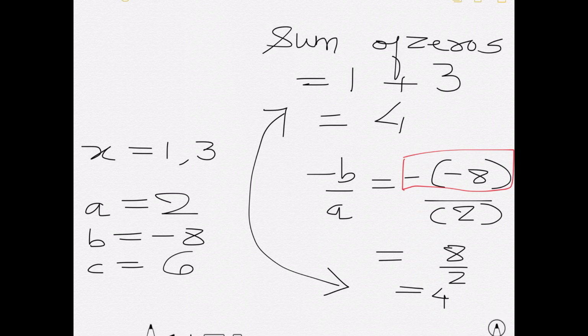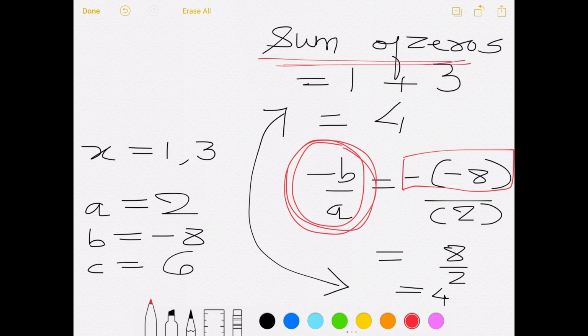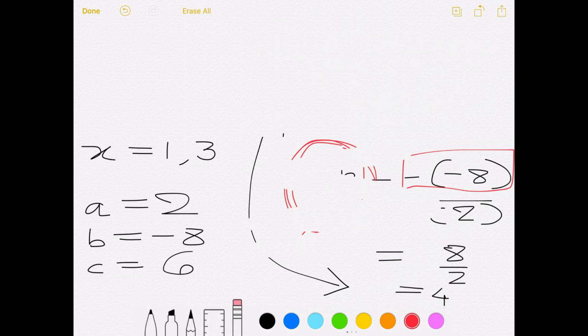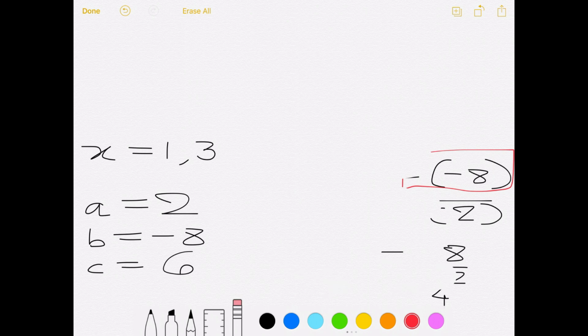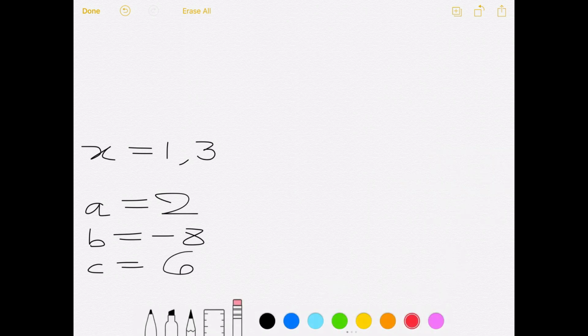So what we need to remember is that the sum of the zeros can be given by using this formula, minus b upon a. This is the relationship between the coefficients and the zeros. Now let me multiply the zeros and take the product of them, and then again we will have a formula to do it in a short way.